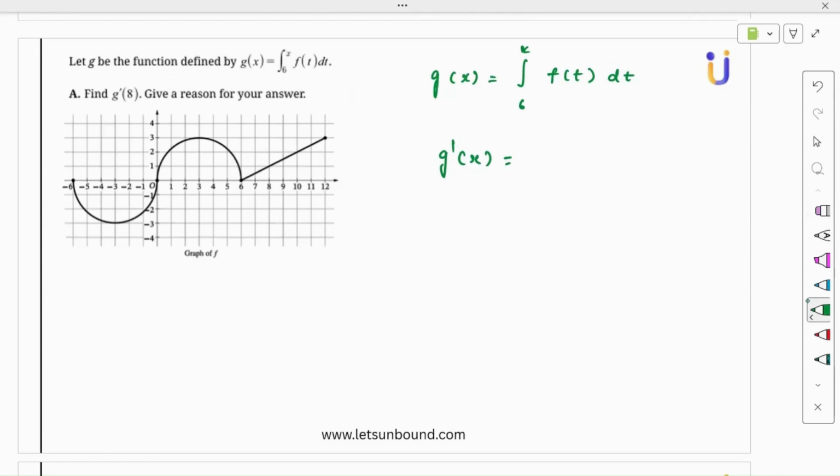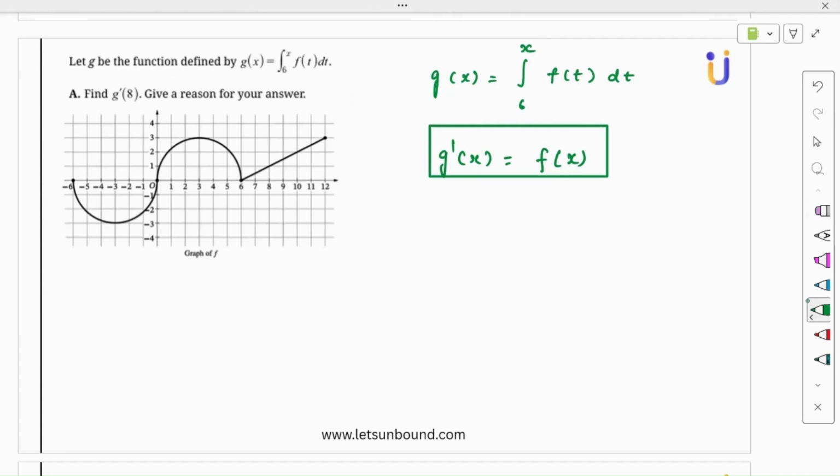That's what I need. What happens to the right side function? Differentiation and integration are inverse processes, right? So they will just cancel and you won't get f of t, you will get f of x. Whatever the variable is in the accumulated function, that is what it will take. So this is a property we know. So g prime of x is f of x.